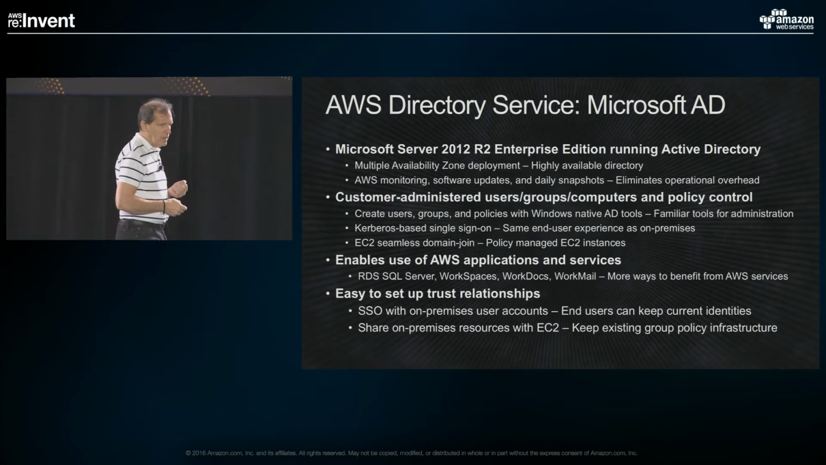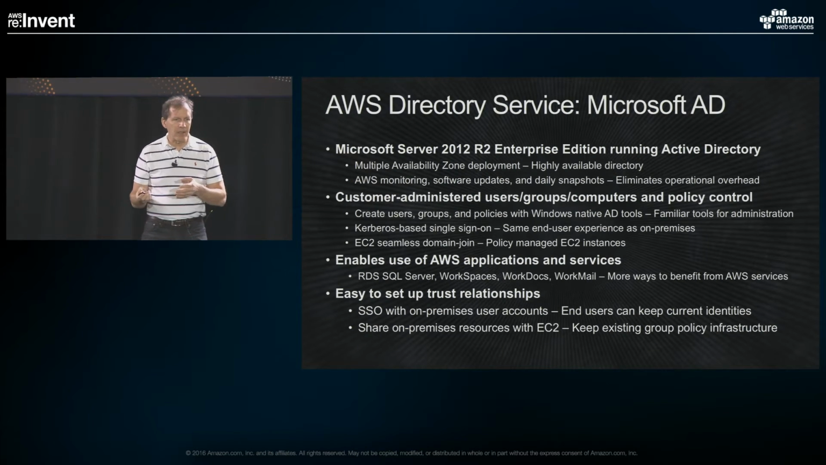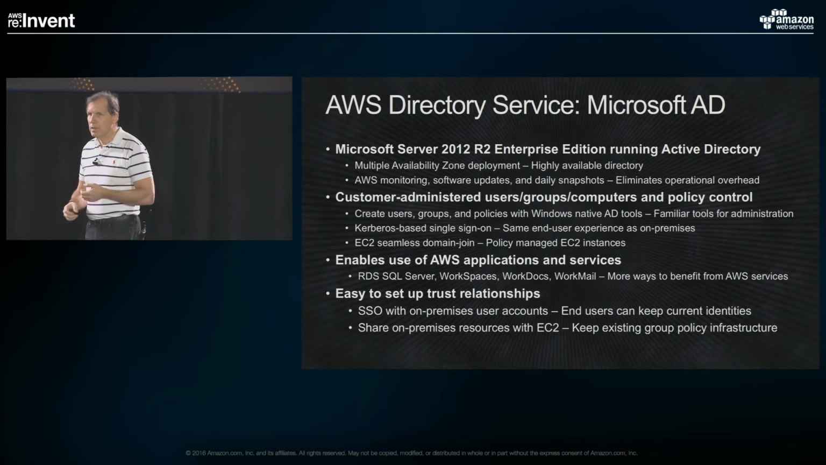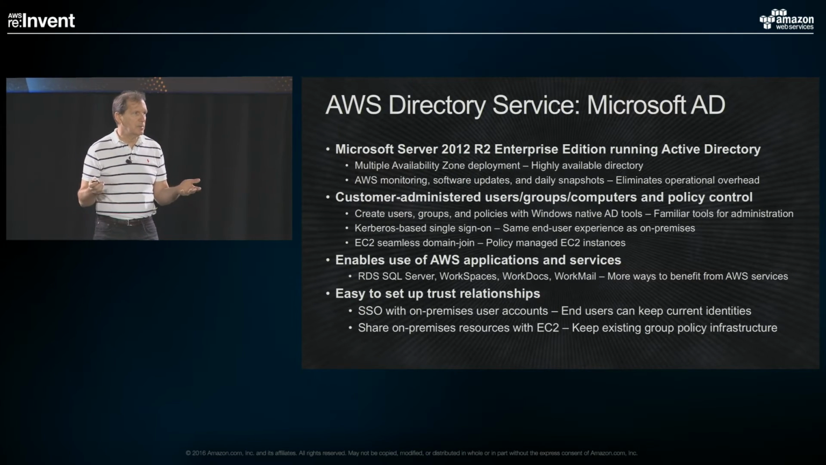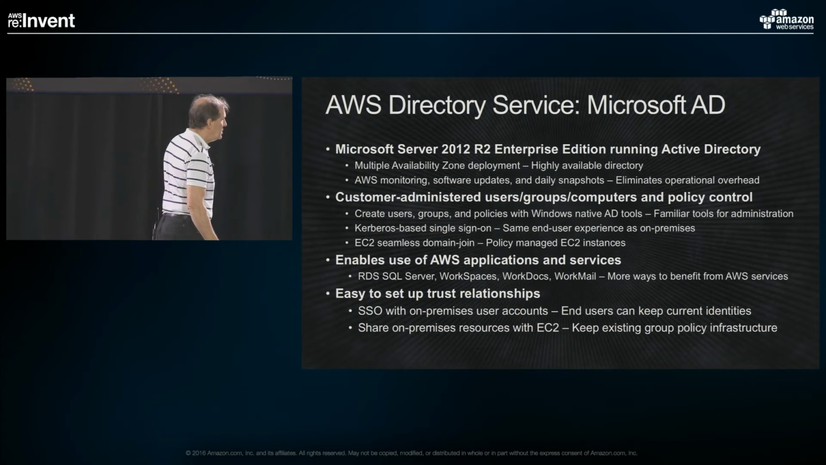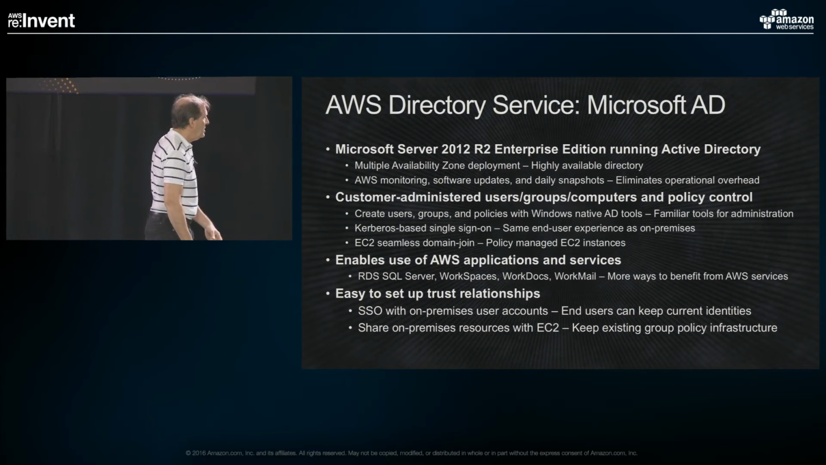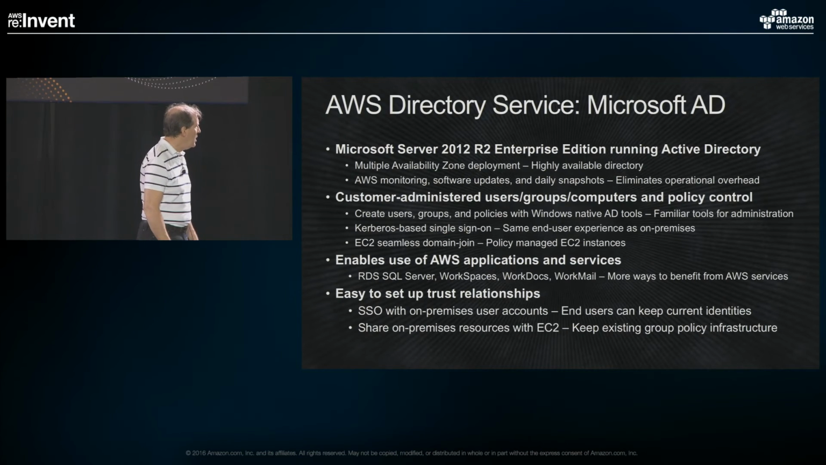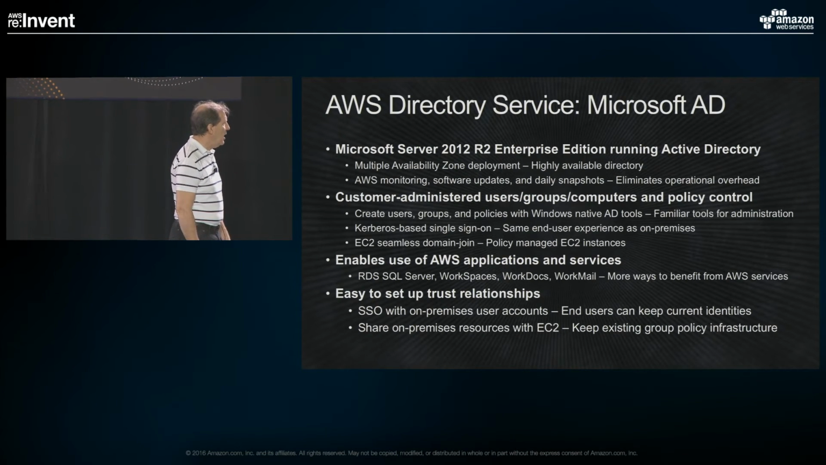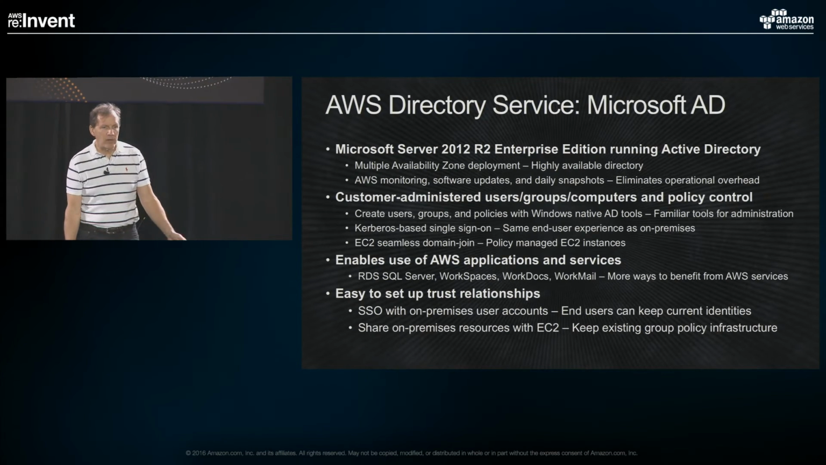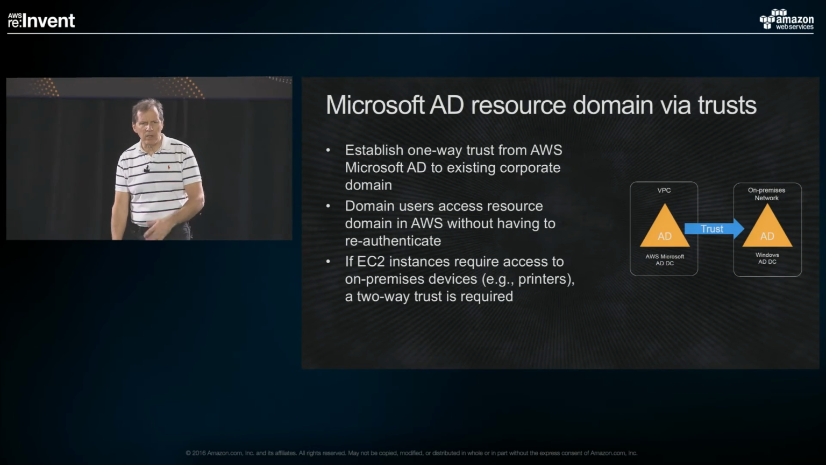For customer administered users, groups, and computers and policy control, you can do that through Microsoft AD. You do that using your familiar native Windows tools, so the Active Directory users and groups tools. You just go up there and start creating users just like you always have. It does Kerberos-based single sign-on. It provides the EC2 seamless domain join that I talked about a minute ago that you have with AD Connector. It enables the use of AWS applications, so you can use it with WorkSpaces and those things. And it has a way of setting up trusts. I'm going to cover trusts in just a minute, a little bit deeper.